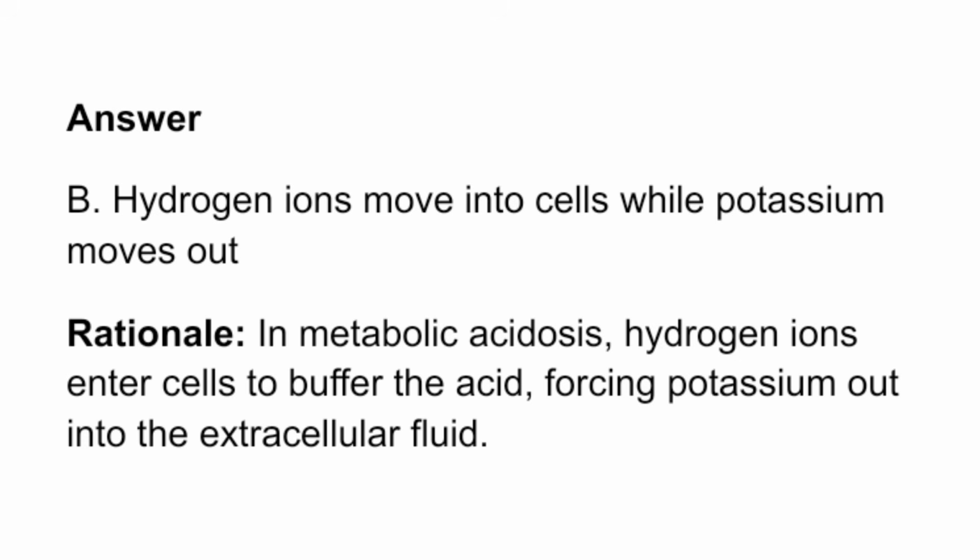Answer. B. Hydrogen ions move into cells while potassium moves out. Rationale. In metabolic acidosis, hydrogen ions enter cells to buffer the acid, forcing potassium out into the extracellular fluid.